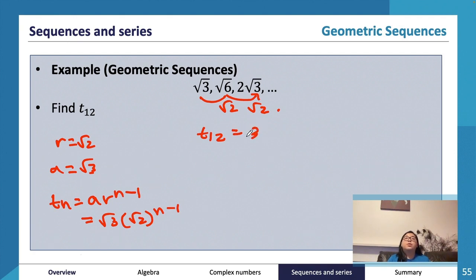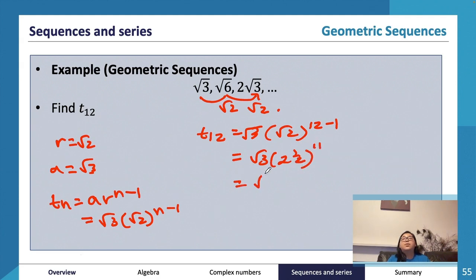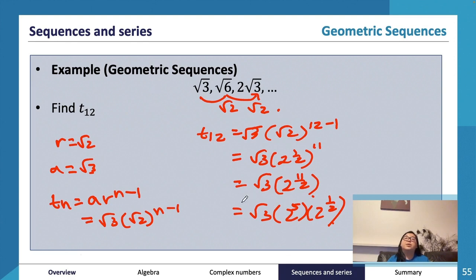So we'll have root 3 times root 2, 12 minus 1, which means we'll have root 3 of 2 to the power of a half times 11. So we'll have root 3, 2 to the power of 11 on 2. So therefore we'll have root 3, 2 to the power of 5 times 2 to the power of a half. Okay, so why I did it that way is because I find this will be easier for us to actually write out at the end.